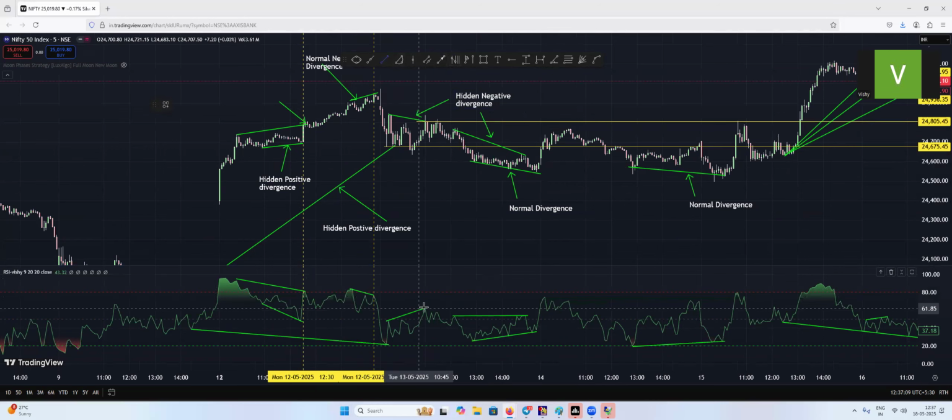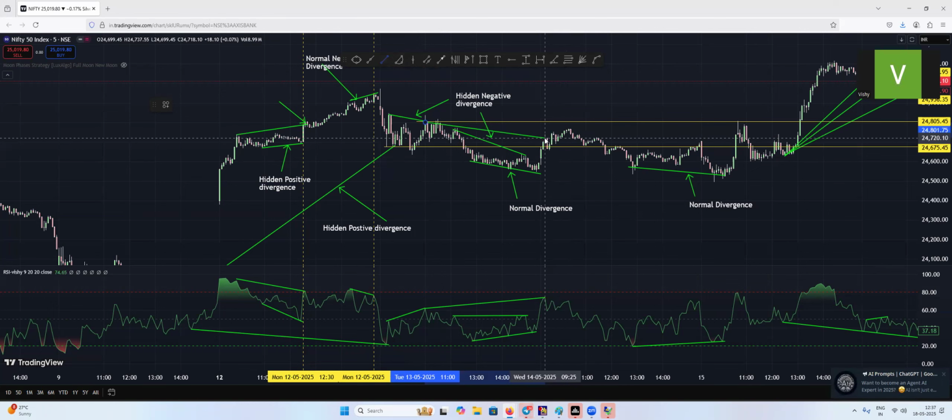It went up here, and you see this at this point. There was a hidden negative divergence again, because RSI made a higher high, but price did not, right? So again, it was a normal line.